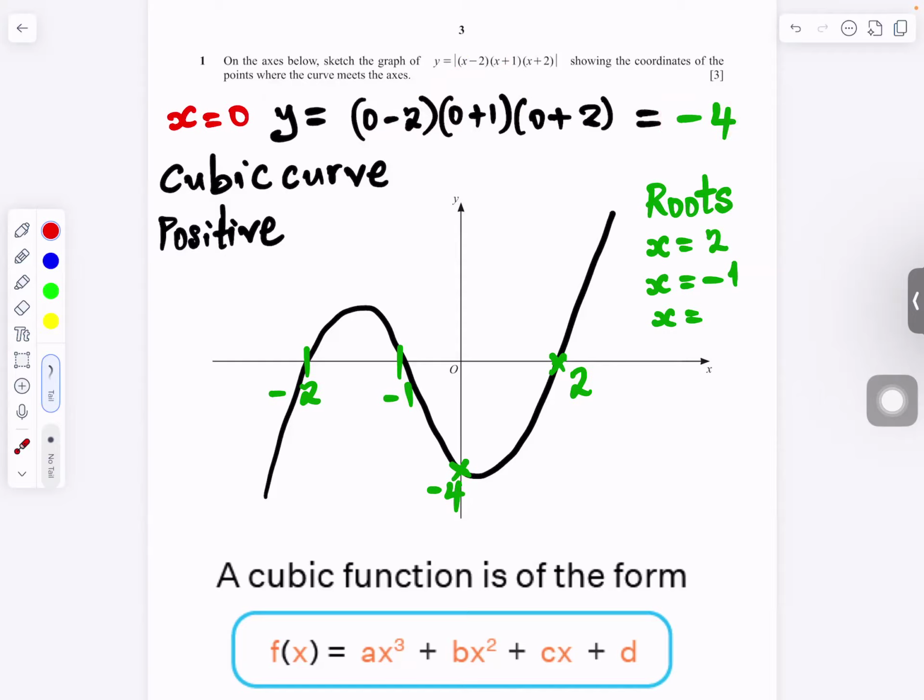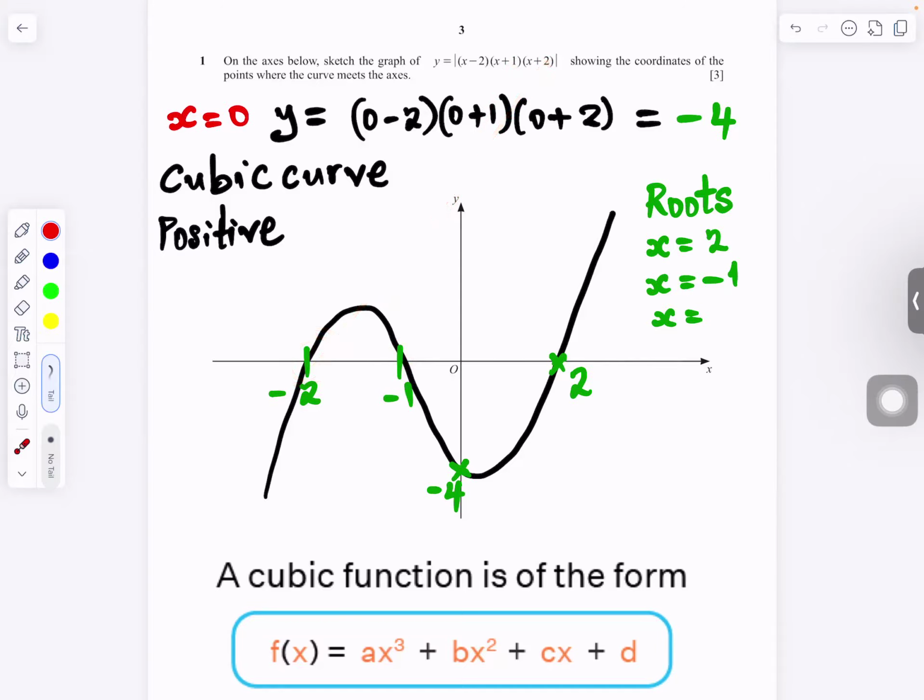So this is sketching the graph without the absolute sign, the straight lines at the end. We're sketching without the absolute sign. So it crosses the y-axis at minus 4. The first root, from x minus 2, crosses the x-axis at 2. Then x plus 1 crosses at minus 1. X plus 2 crosses at minus 2.